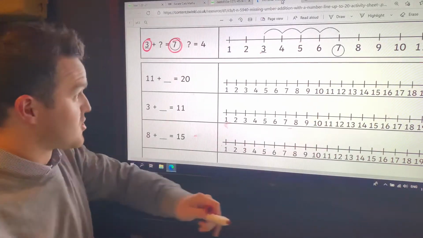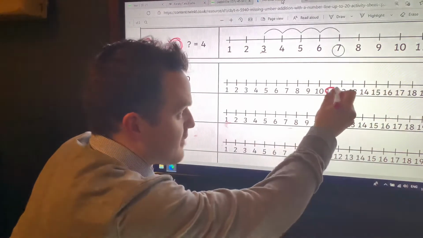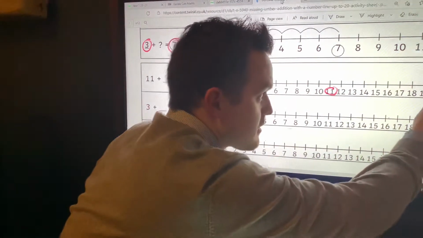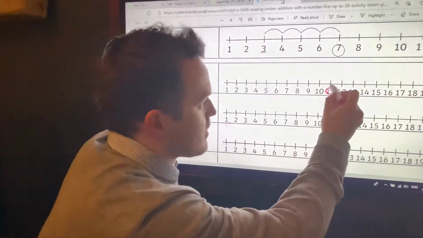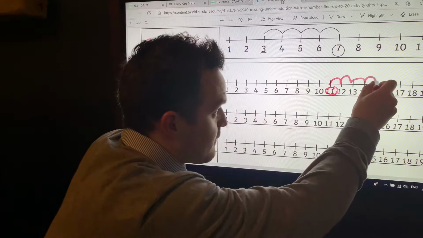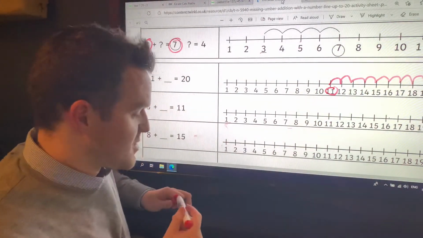Let's do some of ours. So 11 plus something equals 20. So I want to go from 11 up to 20. I want to see how many jumps that's going to take me to get there. Okay, so watch. 1, 2, 3, 4, 5, 6, 7, 8, 9. 11 plus 9 jumps equals 20.